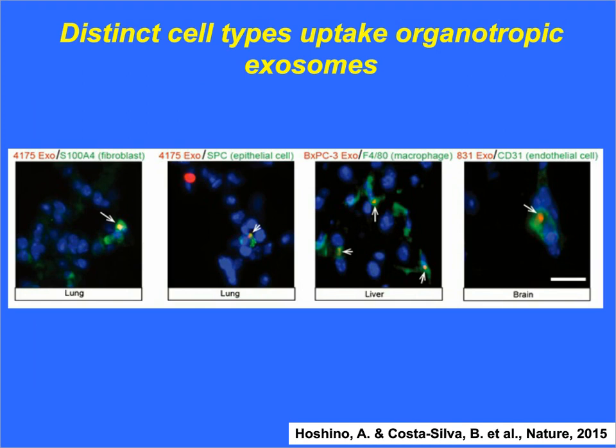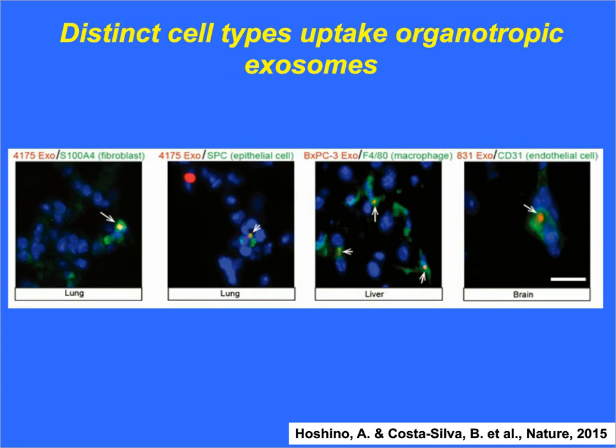And then we took it even more forward in our studies. Not only were the exosomes going to certain organ sites, but the exosomes from the cancer cells were going to specific cells. So on the far left two panels, the exosomes and cells, one is green and one is red, you can see they co-localize in lung epithelial cells and lung fibroblasts. We use EpCAM and S100A4 to do those stainings. However, when we stain for macrophages or endothelial cells in the lung, those cells did not have any exosome uptake.